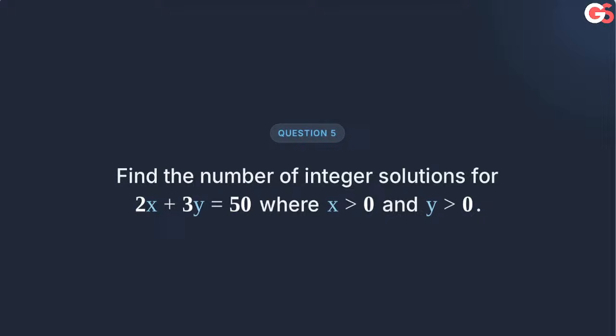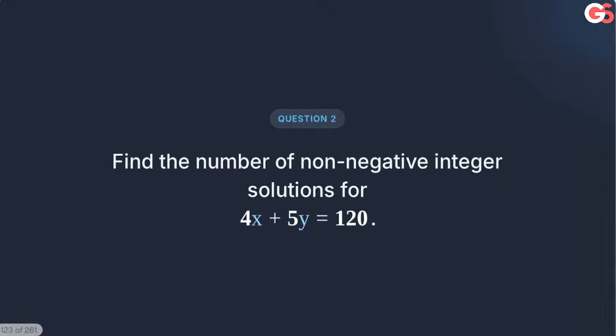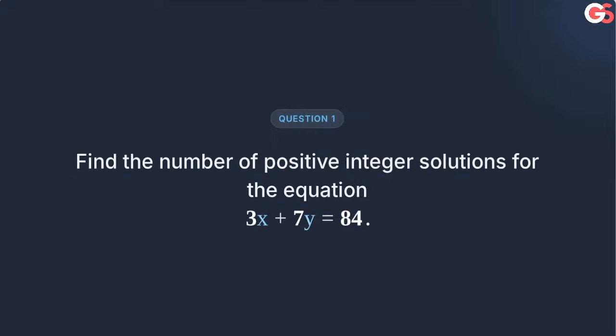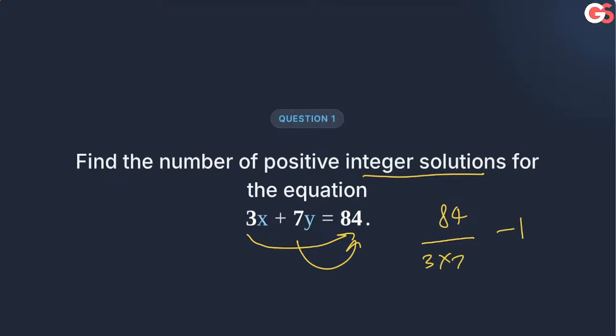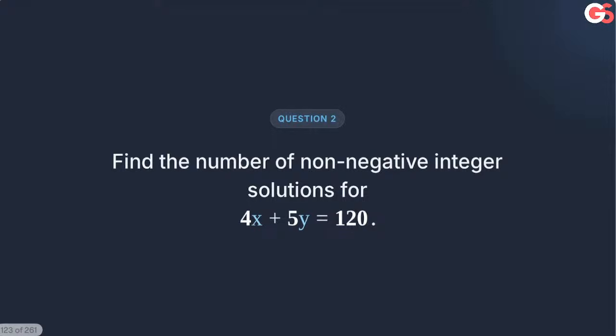All right, so before we go further, let us discuss these 5 questions. कुछ ऐसे हैं जो जरूरत नहीं कोई करने की. Positive integral solutions, 3 is a factor of 84, so is 7. Positive and natural पूछ रहा है, so 84 upon 3 into 7 minus 1 is going to be the answer, right? This becomes 3. Cool. Next, non-negative, that means whole solutions. Both are factors. 120 upon 4 into 5 plus 1. This becomes 7 is the answer.